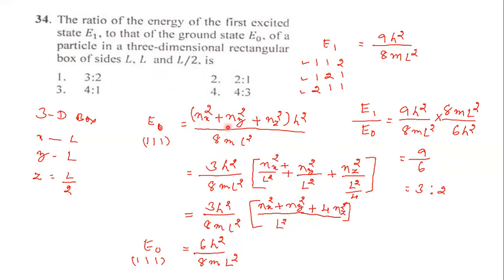So this is the equation we know for the energy of a particle in a 3D box. The energy E is equal to nx square plus ny square plus nz square, h square by 8 m L square. Now when you write the same equation in this form, you divide this L square individually to nx square, ny square, nz square. Then for the ground state, E naught in a three-dimensional box is represented by the quantum numbers nx equal to 1, ny equal to 1, and nz equal to 1.